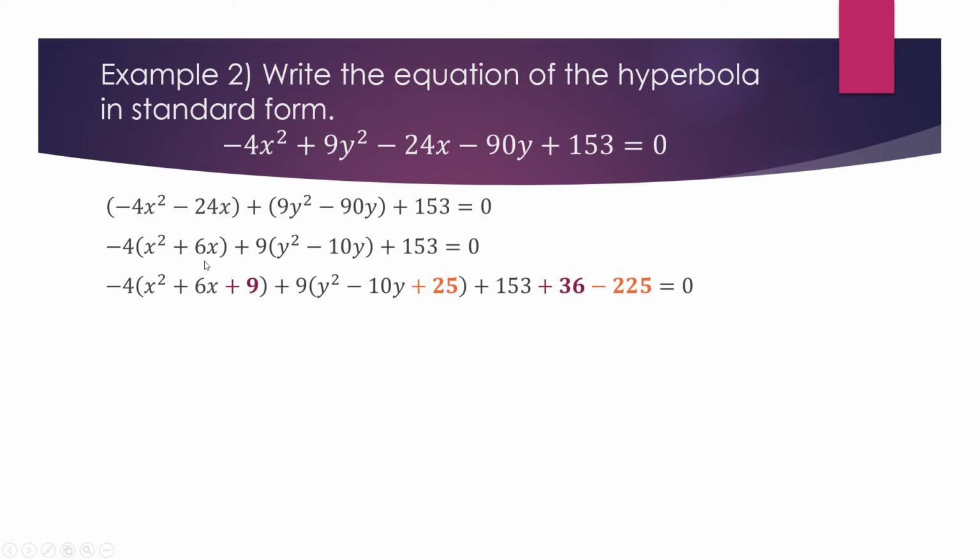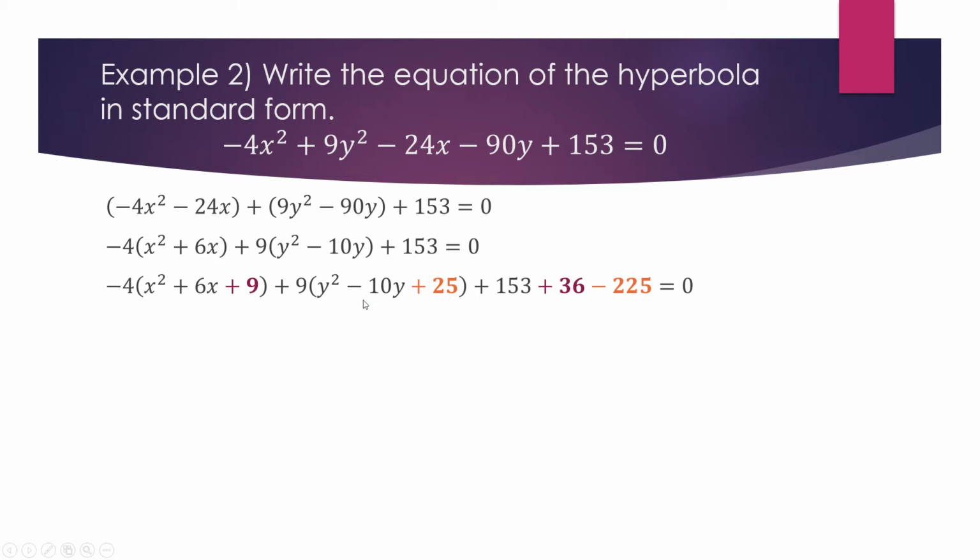Looking at our b value, the number in front of the linear term, half of 6 is 3, 3 squared is 9. That's what I need to add inside my x set of parentheses. But we didn't just add 9, we added negative 4 times 9. We added a negative 36. So to balance that out, I need to add 36 outside of the parentheses.